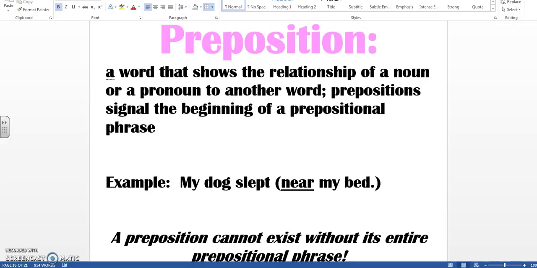I just wanted to go over with you prepositions, prepositional phrases, and how we diagram them. Just as a review, a preposition is a word that shows the relationship of a noun or a pronoun to another word. Prepositions signal the beginning of a prepositional phrase. Remember that a preposition always has to be with its prepositional phrase. So it will always have its preposition and the object of the preposition. It's a good way to remember that, as you probably already remember.